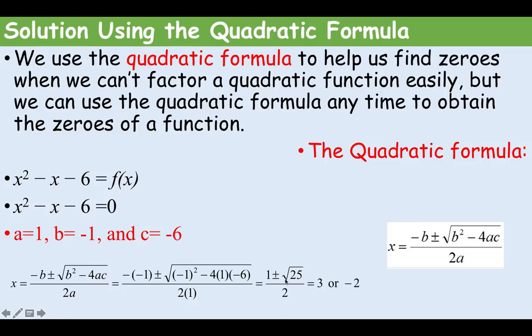So 1 plus the square root of 25 is 5. So 1 plus 5 is 6, divided by 2 gives you 3. Now let's do the minus. 1 minus 5 is going to be negative 4, divided by 2 gives you negative 2. So as you can see, we got the same solutions by using the quadratic formula. So you could factor, or you could use the quadratic formula to find the zeros of the quadratic function. I'm just showing how these things are related to each other.